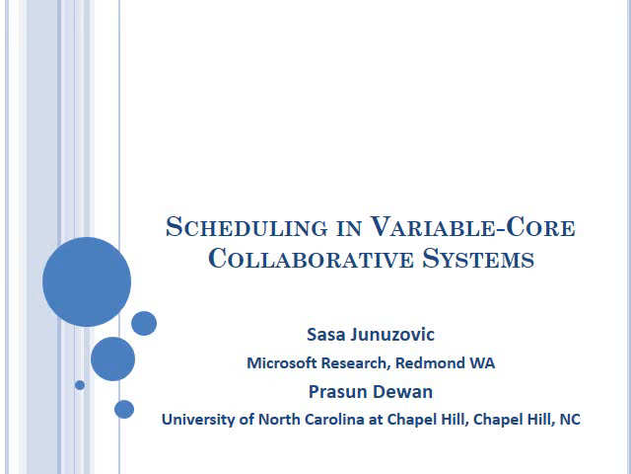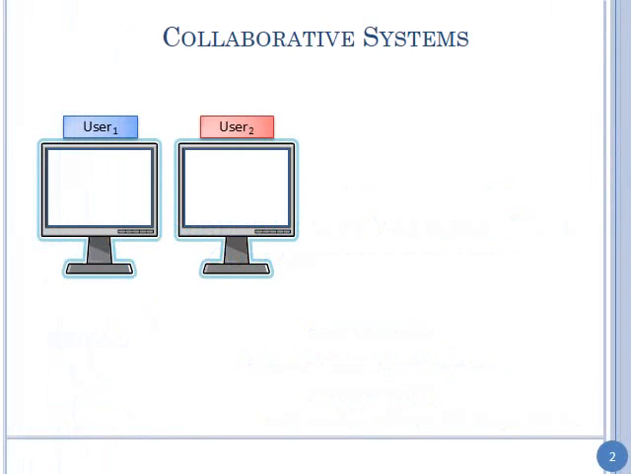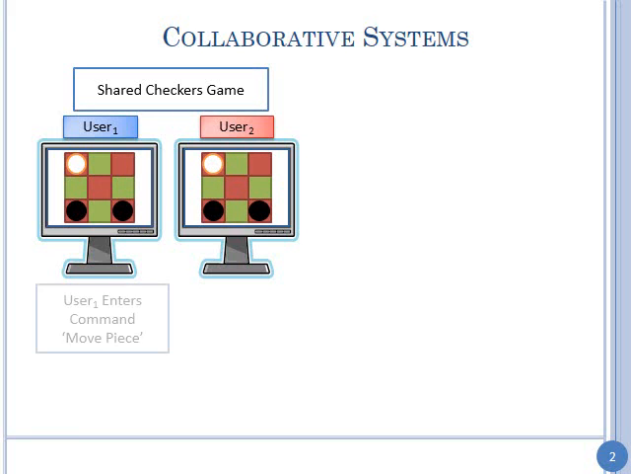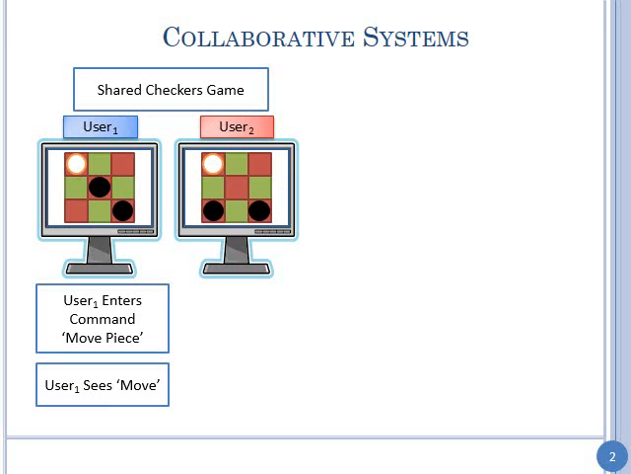Okay, so this work was done jointly with my advisor, Prasun Dewan, at UNC, and it's about collaborative applications. Let me start by defining what we mean. A collaborative application is an application shared among users in such a manner that the input of one user affects the views of all users. Consider a shared checkers game. If one user enters a command to move a piece, the piece moves not only on that user's machine, but also on the machine belonging to all of the other users.